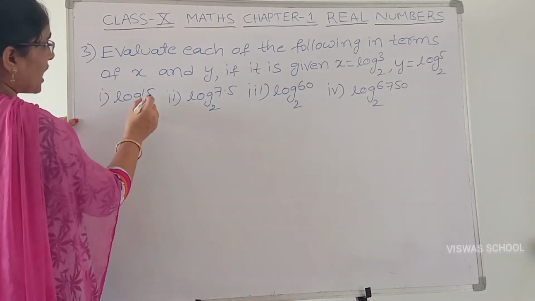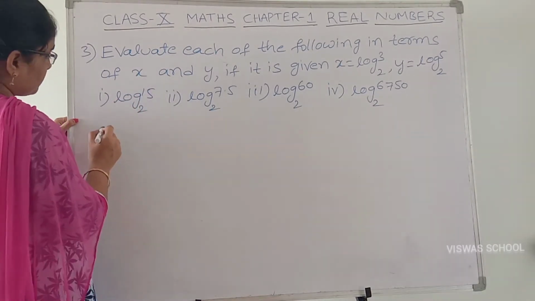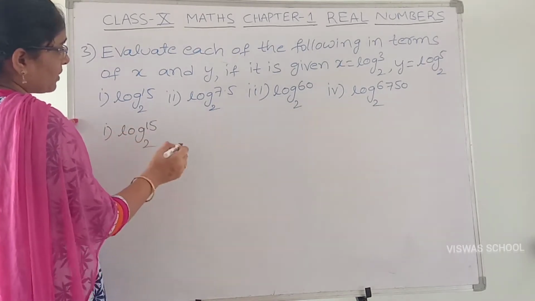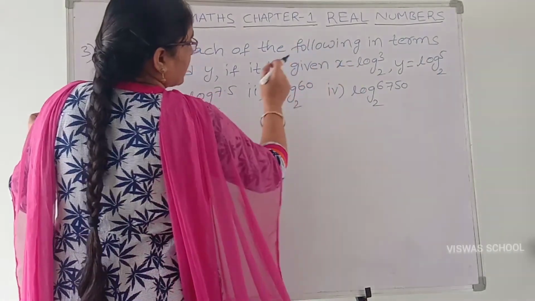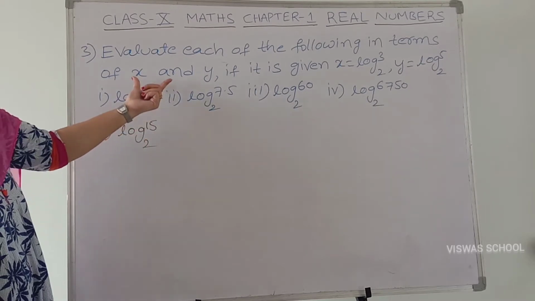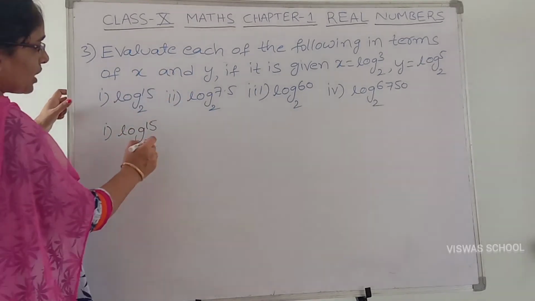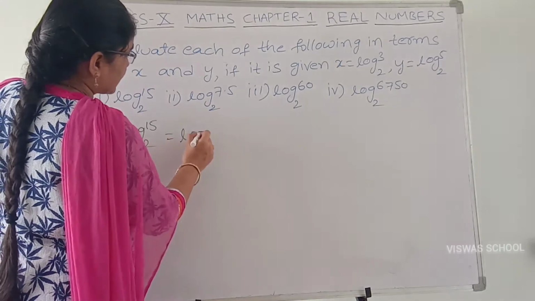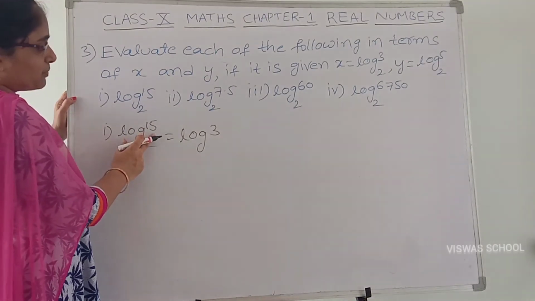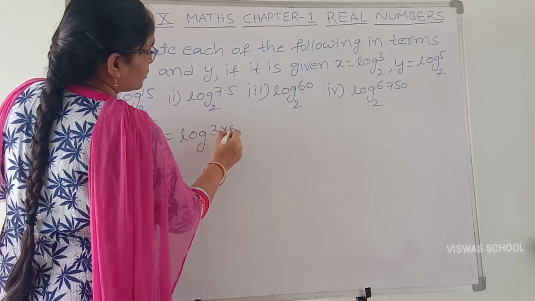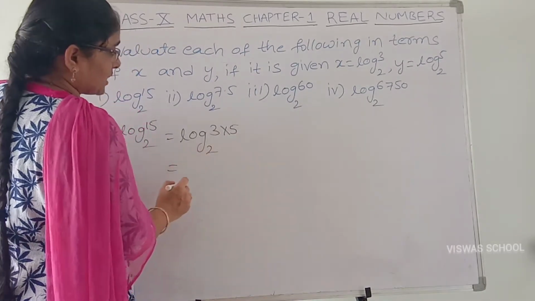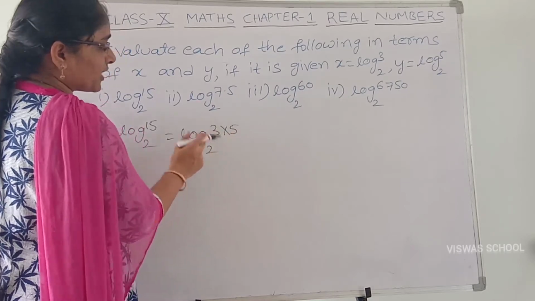See the first one here, log 15 base 2. Here the x values and y values are given, and we have to evaluate these values in terms of x and y. Log 15 base 2 is written as what? How do you write 15 as a product of prime factors? That is log 3 into 5, since 3 fives are 15. Here the base is 2. Now it is equal to log 3 into 5 base 2.